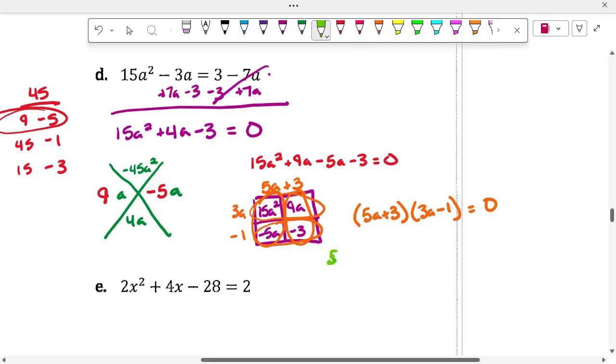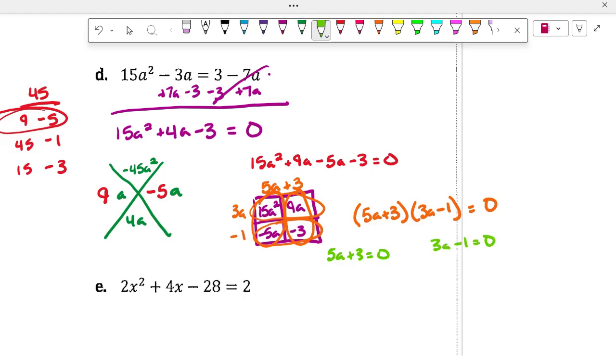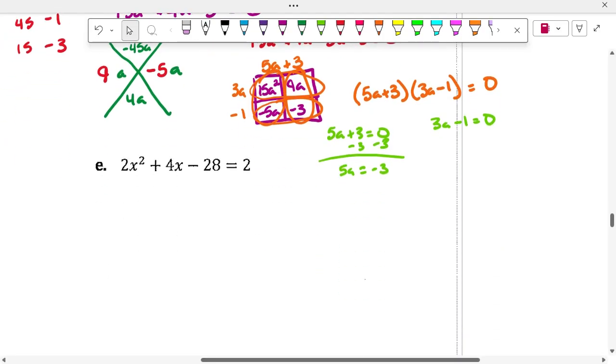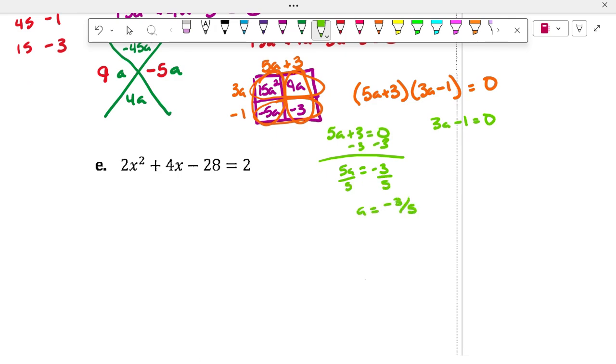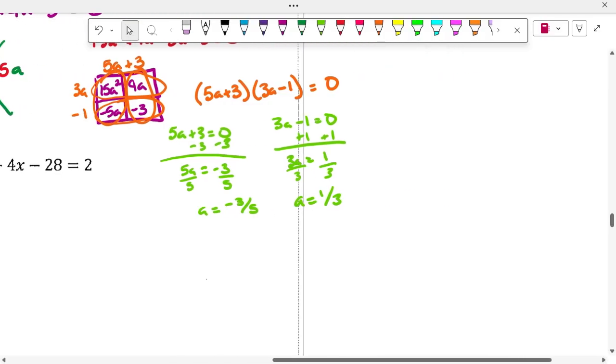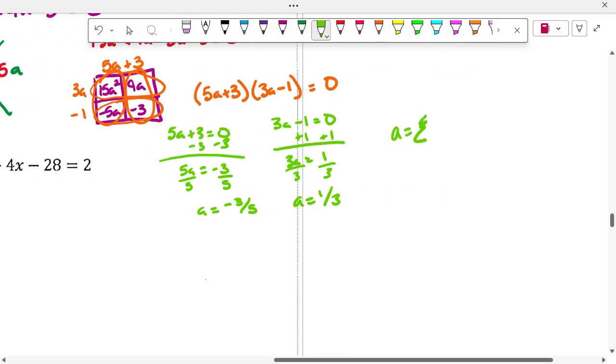Set them both equal to 0, solve the mini equations separately. So 5a plus 3 is equal to 0. 3a minus 1 is equal to 0. So subtract 3 from both sides for the first one. 5a is equal to -3. And then divide by 5. a is equal to -3/5. This one, add 1 to both sides. 3a is equal to 1. Divide by 3. a is equal to 1/3. So if I rewrote this, a is equal to the set of -3/5 and 1/3.